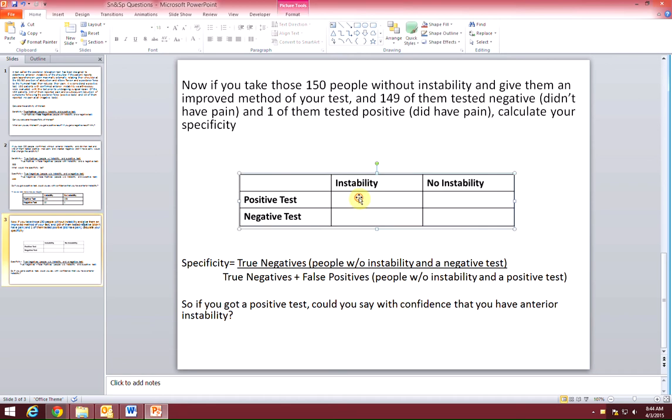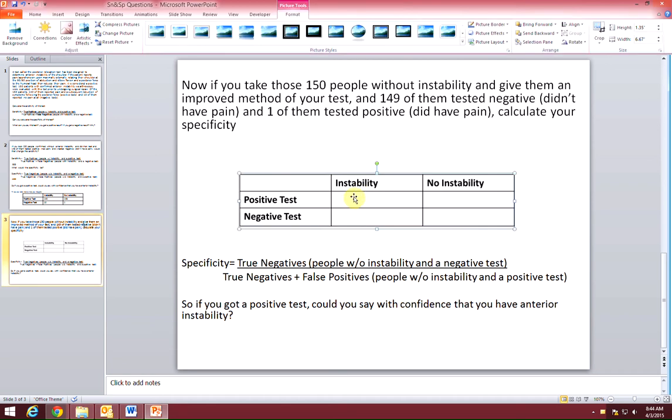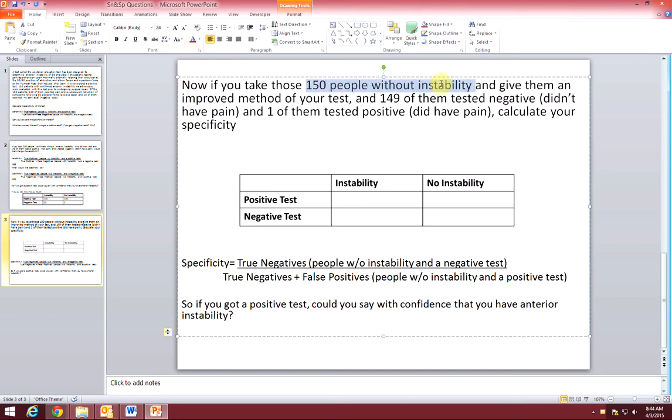And then with specificity, now we can switch the numbers a little bit. So again, we have these stay the same. So this is 140 and this is 10. Now if we take 150 people, those same 150 people without the instability, so now we can't calculate sensitivity, we're going to calculate specificity again right here. We're going to take those 150 people without instability, and we revamped our test and we made it better, and 149 of them now tested negative, meaning that they don't have pain, and one of them tested positive.